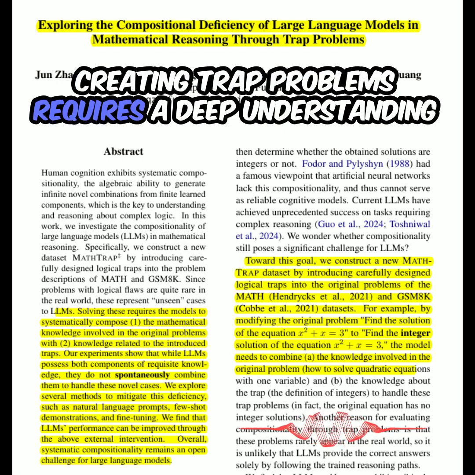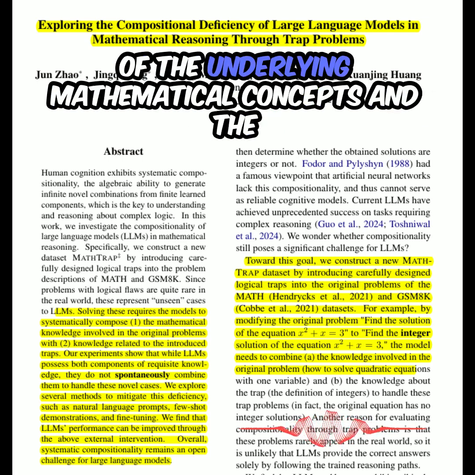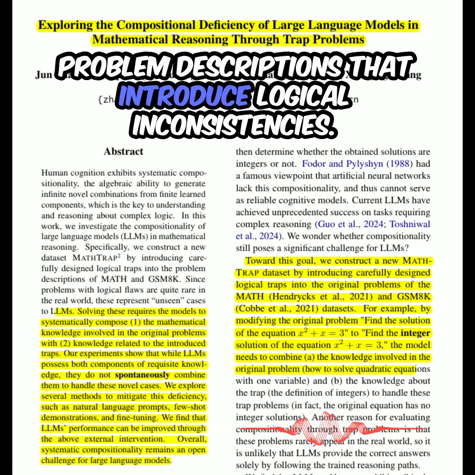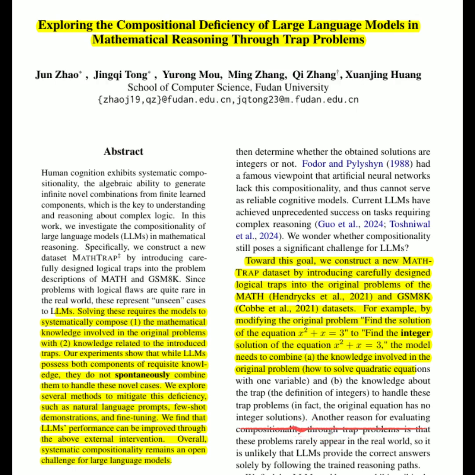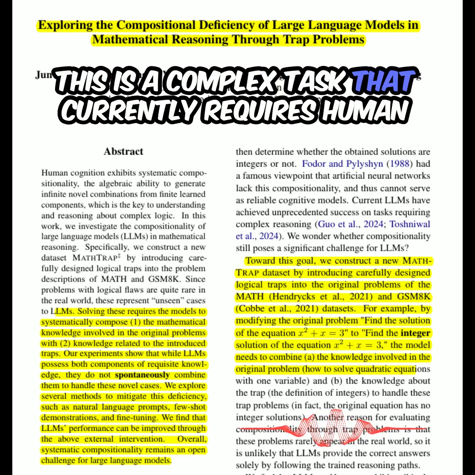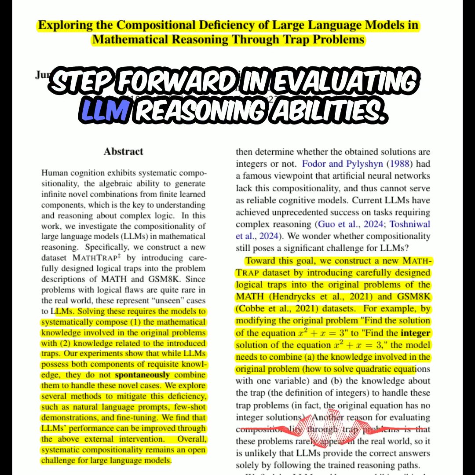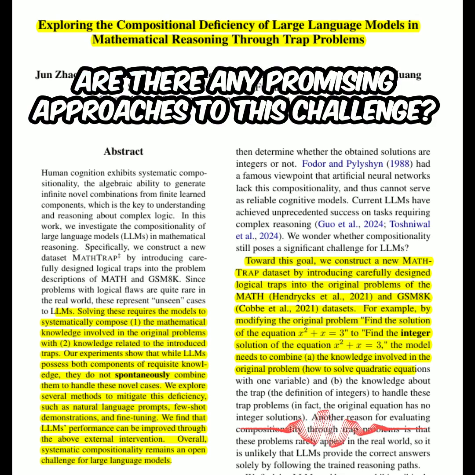Creating trap problems requires a deep understanding of the underlying mathematical concepts and the ability to design subtle modifications to the problem descriptions that introduce logical inconsistencies. This is a complex task that currently requires human expertise. So automating this process would be a significant step forward in evaluating LLM reasoning abilities. Are there any promising approaches to this challenge?